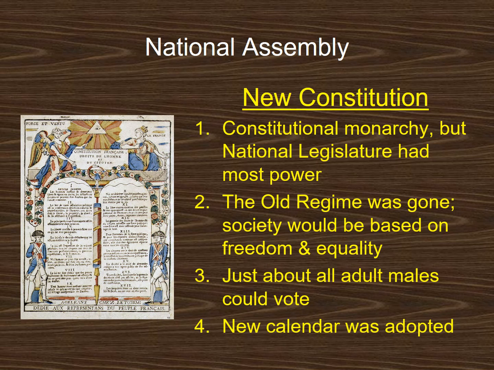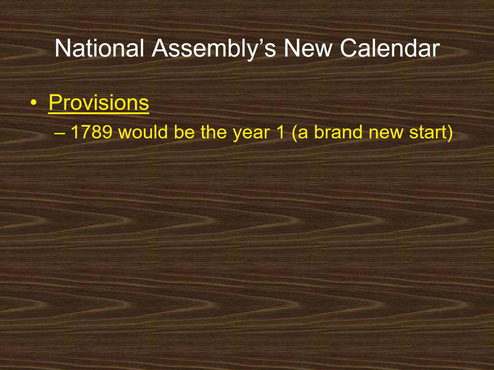And an additional change that came about as a result of this new constitution was they decided to adopt a new calendar. Some of the provisions of this new calendar were quite radical. Because the French Revolution was such a transformative event, and it took place in 1789, they decided that 1789 would be the new year one.